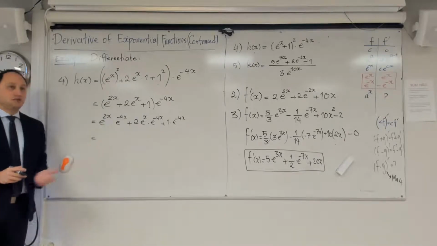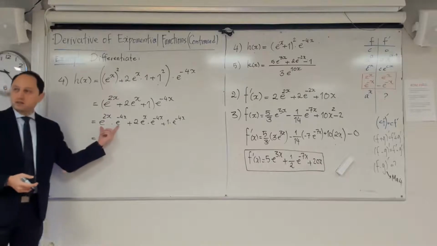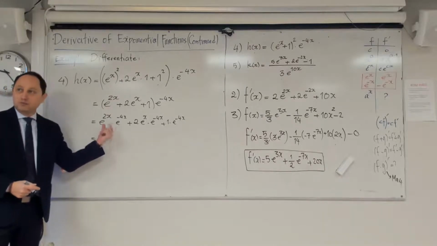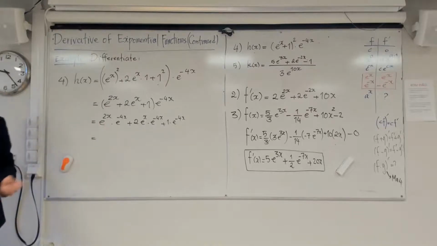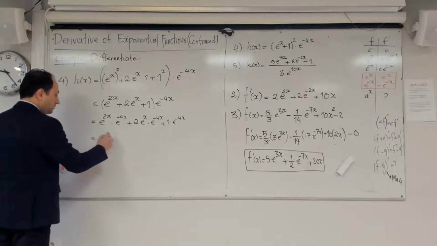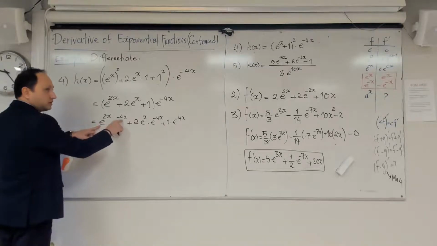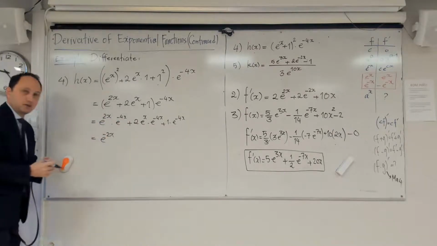Can I differentiate right now? Again, no, because this is still a product. But this is one type of product that can be combined into one term. So what's the answer to this product? Minus 2x. How did you realize? Because you said that the bases are the same, so I add the exponents. 2x plus minus 4x is nothing except minus 2x.